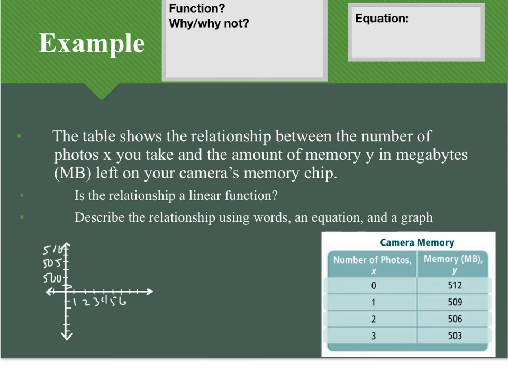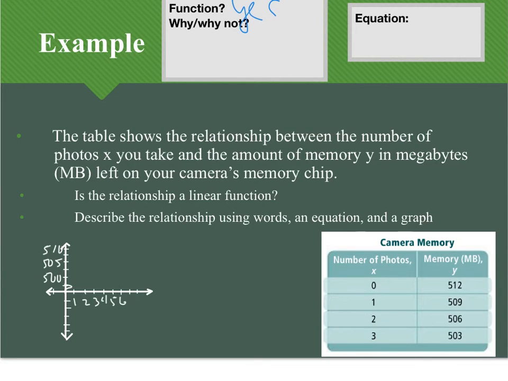In the second example, we see a table that shows the relationship between the number of photos you take, which is our x, our input, our independent, and the amount of memory, which is our y, our output, our dependent. Is this relationship a linear function? Well, yes, it's a linear function.